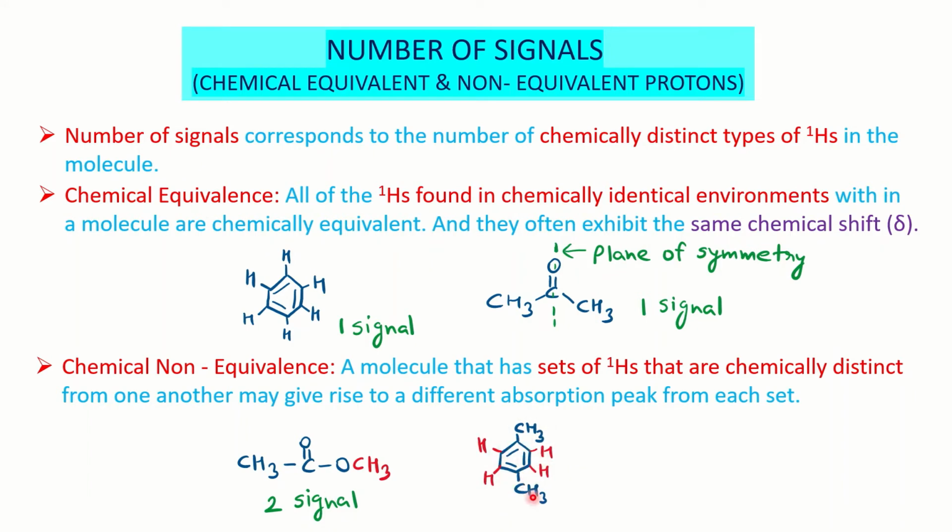Now for this para substituted benzene, on both sides you have methyl groups. So we'll see whether these 2 methyls are chemically equivalent or non-equivalent. You can see here both methyls are in the same chemical environment, therefore chemically equivalent, and will give you the same signal. Similarly, all 4 protons of the aromatic ring are in the environment of methyl and considered chemically equivalent, and will give you the same signal. So total 2 signals, one for the 6H of methyl and the other for the 4H of the aromatic ring.